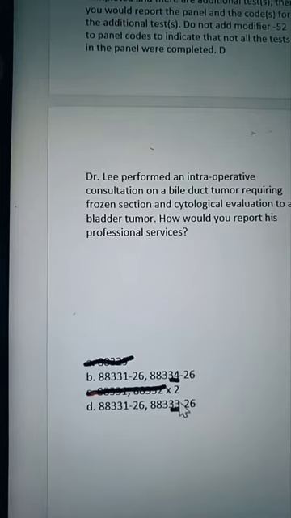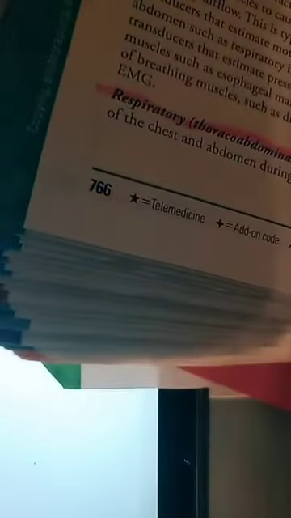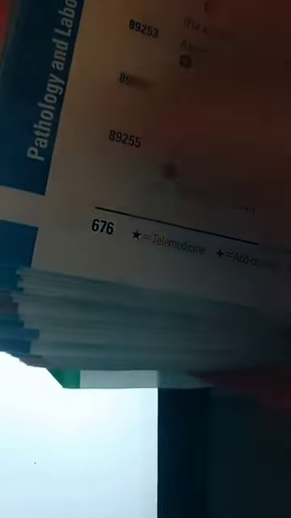So let's go look up these two CPT codes, see what the difference is before we look at the test question, and then look for the key terms that are in the code descriptor, and then search our question to see what we're doing. So 88334 and 88333. Way back here in the back. 88, 88, 334.